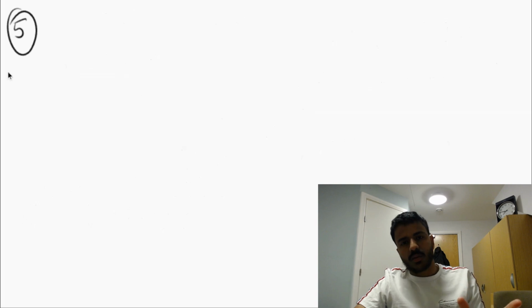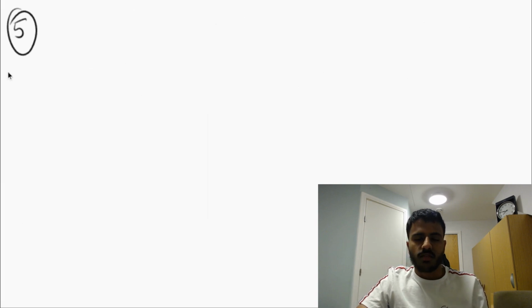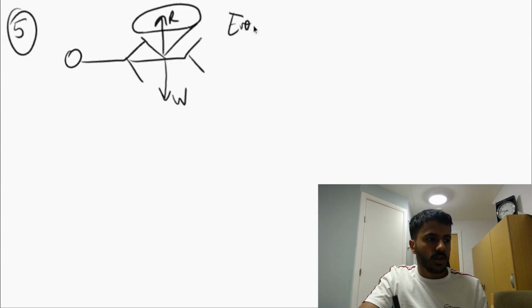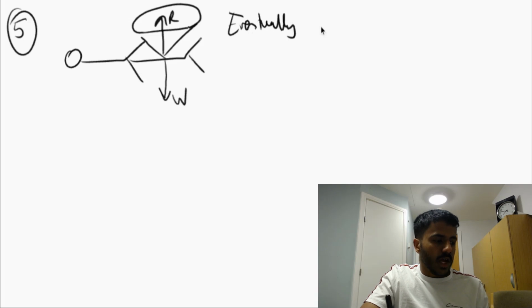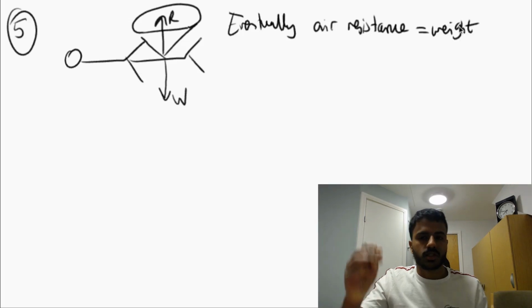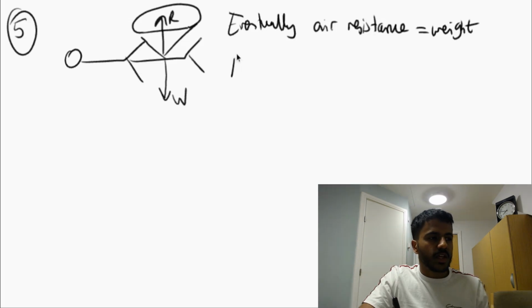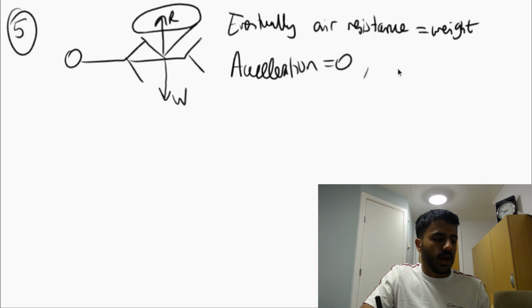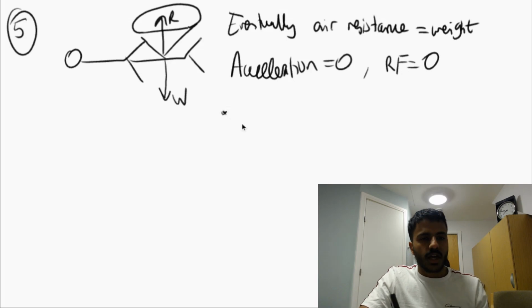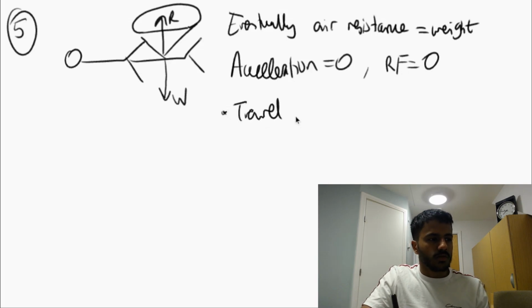Now, because it's decelerating, the velocity will decrease, and therefore that means that the air resistance will also decrease. And as time passes, eventually, air resistance will once again equal the weight. As air resistance decreases, it will get to a point where it's now in equal magnitude to the weight. So therefore, the acceleration of the body once again is zero, and the resultant force on this body is also zero. So it will once again travel at a constant velocity.